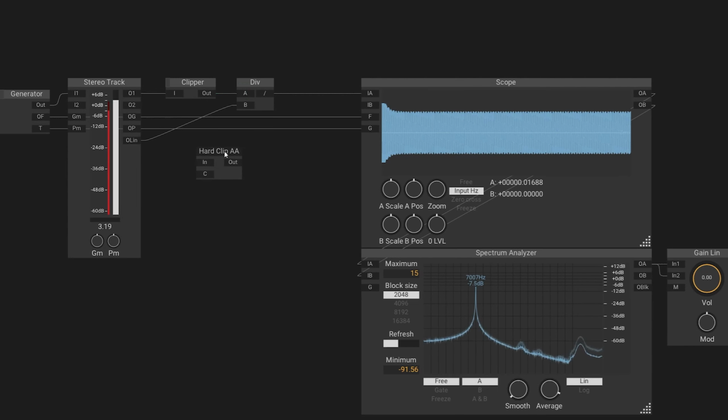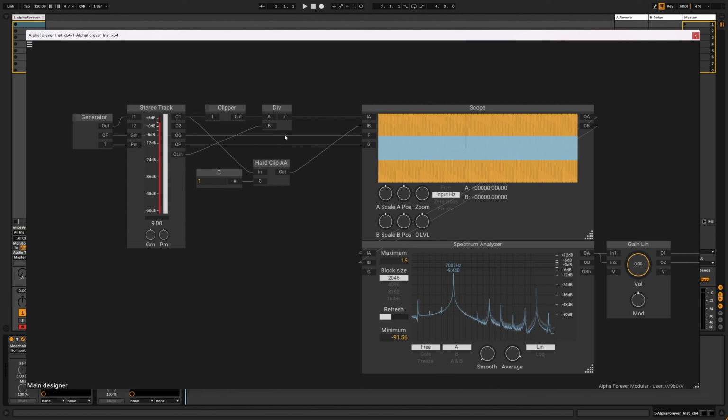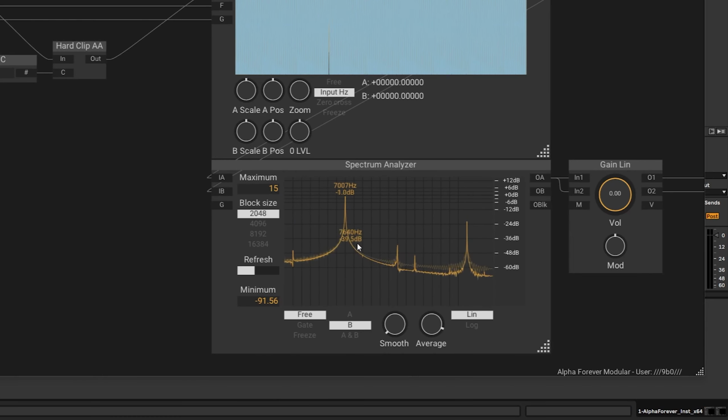We have also a hard clipper, and let's take a listen on what the hard clipper does. Let's take a look at it. Let me remove this division so the two signals are equal in power. And the hard clip AA uses infinite linear oversampling. The signal is a lot cleaner. So you can compare the blue with the naive clipper, and the yellow is the infinite linear oversampling clipper, and this is a significant difference.